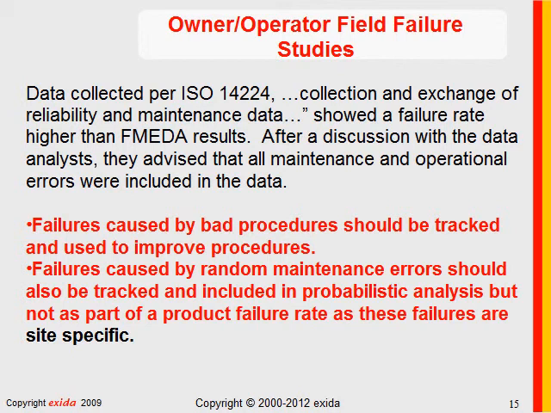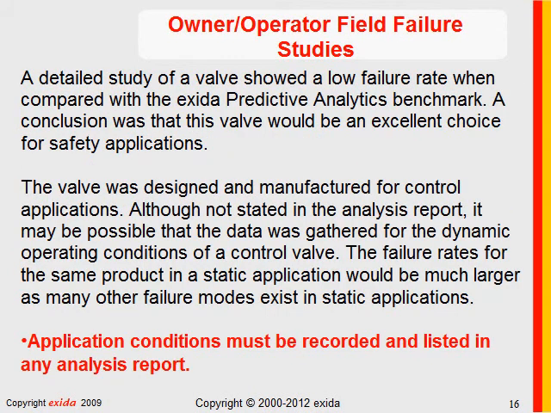I can tell you that one particular study that I was involved with found about a 3x difference in the failure rate of the exact same product from site to site. And it had everything to do with the maintenance capability, the maintenance training of that particular site. That's why I'm thinking that maintenance errors are site-specific, not product attributes.